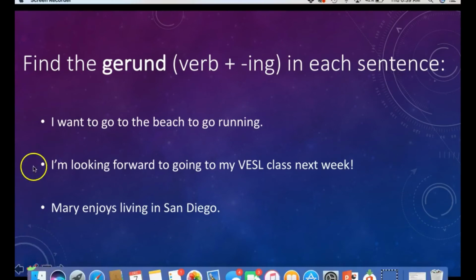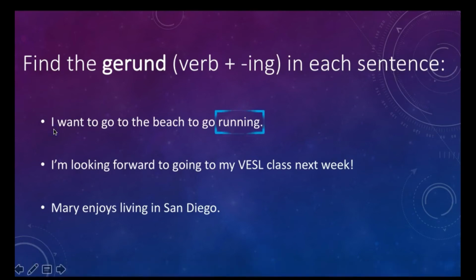Okay, let's see how you did. Number 1, I want to go to the beach to go running. The gerund is running. Number 2, I'm looking forward to going to my class next week. The gerund is going. Good. In this sentence, looking is a verb because we have I am looking. This is the present continuous. It is not a gerund.